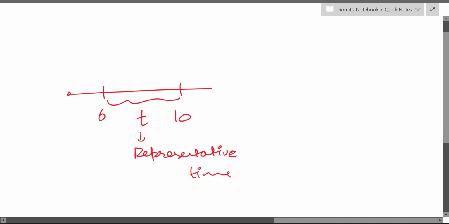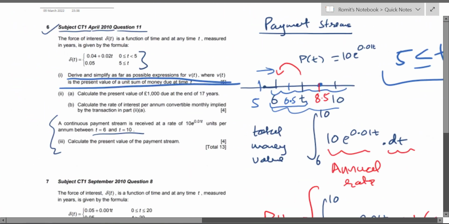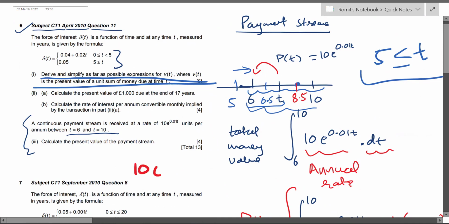What does that mean? It means that t represents all the moments of time from time 6 to 10. It represents 6.1, 6.2, all the way up till 10, right? And at each of these moments, I'm considering a payment. I'm considering a small period of time dt, where I'm considering the payment to be 10 e to the power of 0.01 t dt.